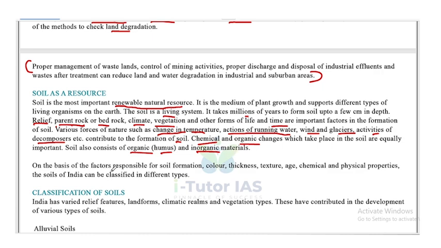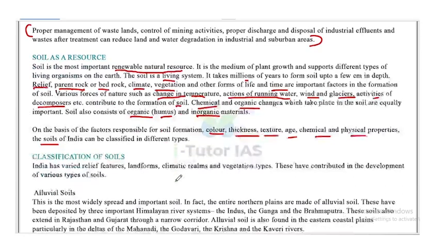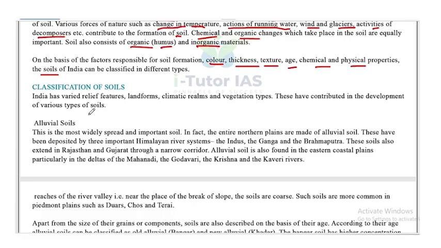On the basis of factors responsible for soil formation, color, thickness, texture, age, chemical and physical properties, the soil of India can be classified into different types. Now we can classify the soils of India into different types. India has varied relief features, landforms, climate and vegetation types. These have contributed to the development of various types of soil. First one is alluvial soil. So what is alluvial soil? This is the most widely spread and important soil.